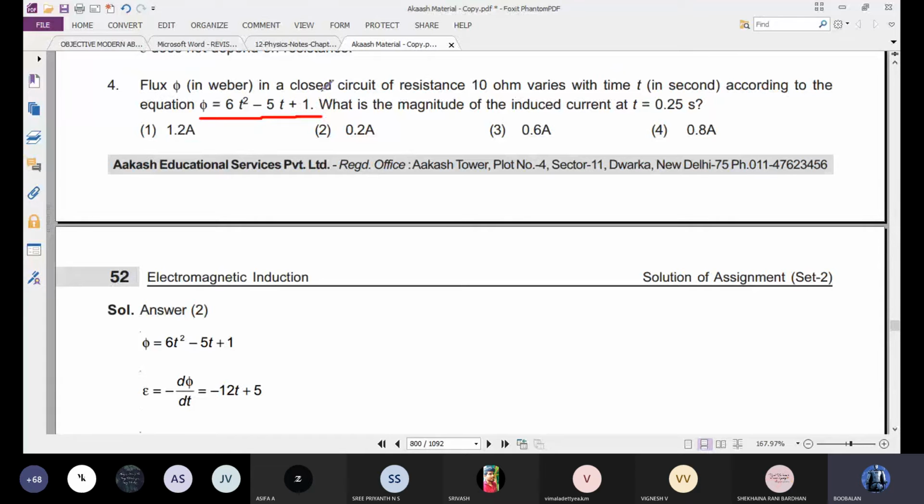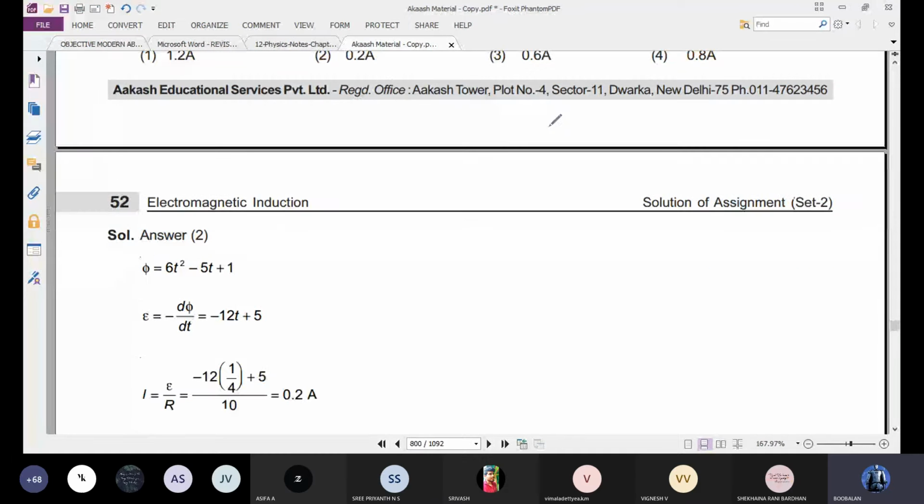The flux in a closed circuit of resistance 10 ohm varies with time t according to the equation phi is equal to 6t square minus 5t plus 1. What is the magnitude of the induced current at t value 0.25? They are asking for the induced current. So phi is equal to 6t square minus 5t plus 1.